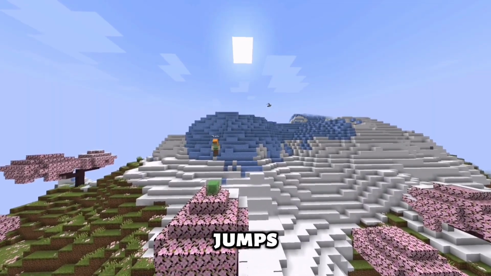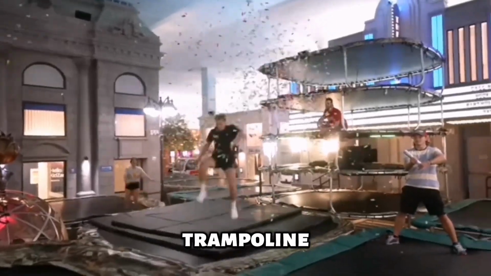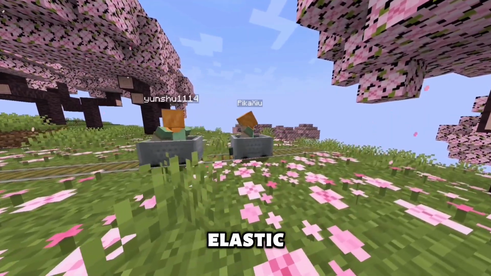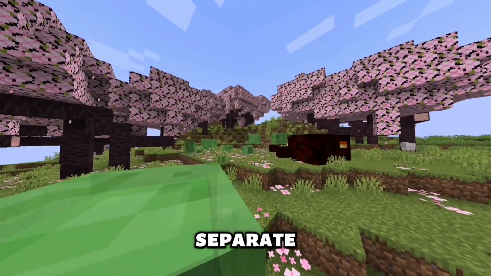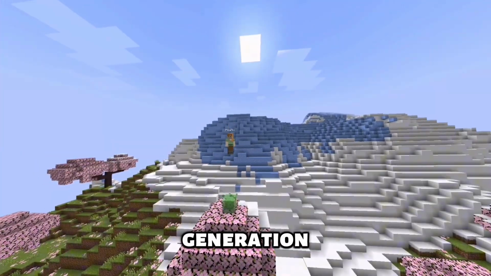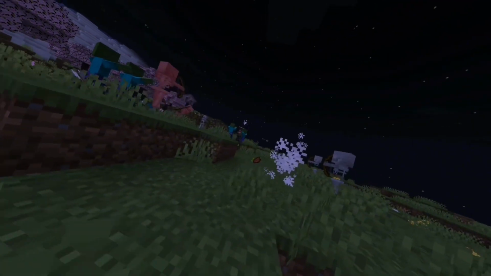This player jumps on a slime block, much like when a person jumps on a trampoline. For collisions to be considered elastic, the objects must separate after impact without any lasting deformation, heat generation, or sound loss. The second type of collision is the inelastic collision.